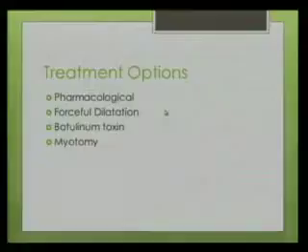You have 4 treatment options for achalasia. The first one is pharmacological. Then they can dilate them. You can use botulinum toxin. The ultimate cure is myotomy. And I left one treatment out on this slide because I'm going to go over it at the end.